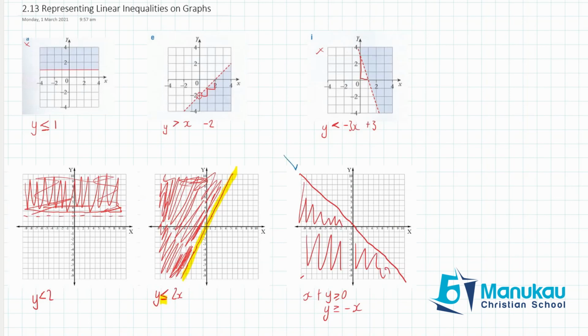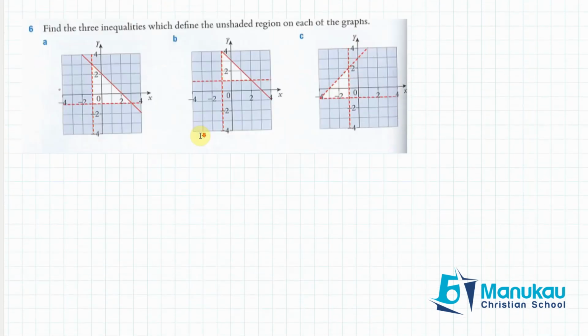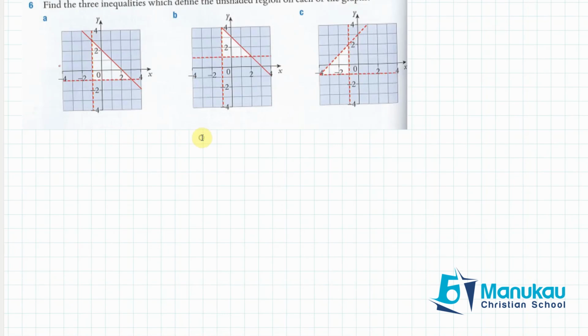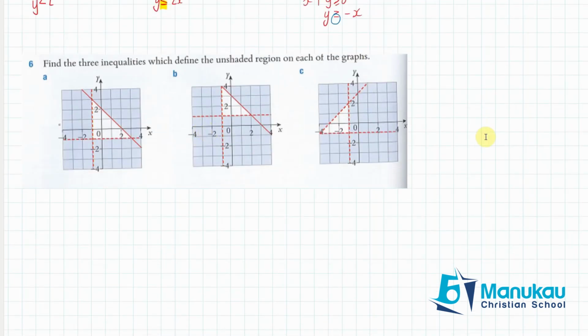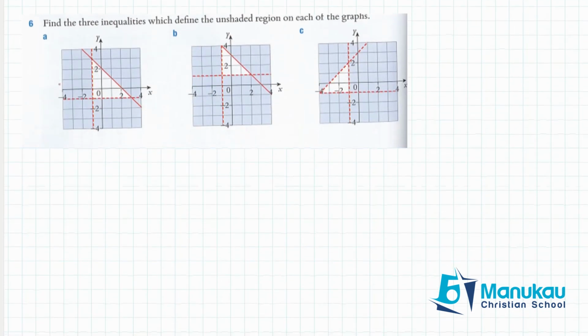This red line here is solid, and it's solid because I have an equal to sign there. Okie dokie, let's move down. Okay, I've got to find the three inequalities that define this unshaded region on each of the graphs.